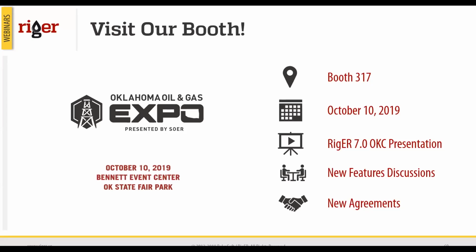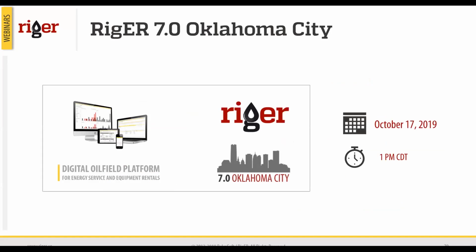I would like to mention that the RigER team is today in Oklahoma, exhibiting at the Oklahoma Oil and Gas Expo, meeting old clients, making new clients, and what is most exciting, they are presenting the new version of RigER. It's RigER 7.0 Oklahoma City. Yes, that's actually great news, and I'm happy to share it with you because you're the first to know this.